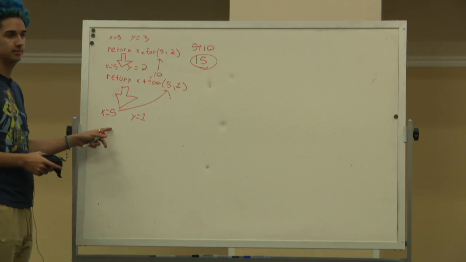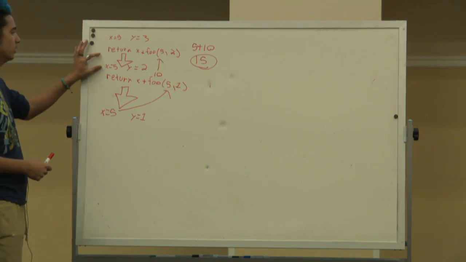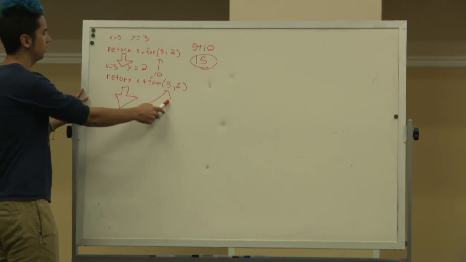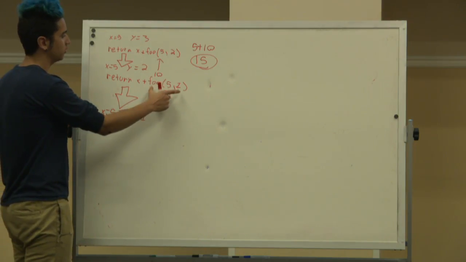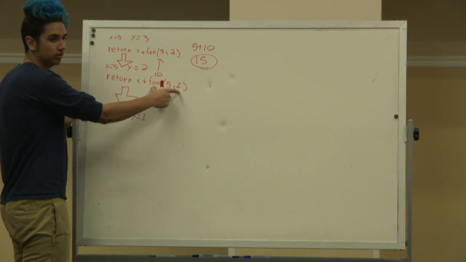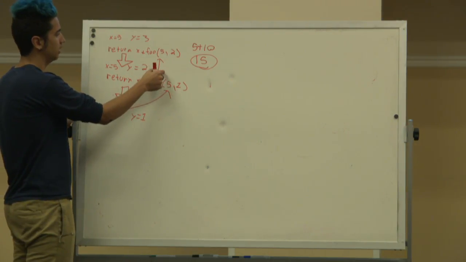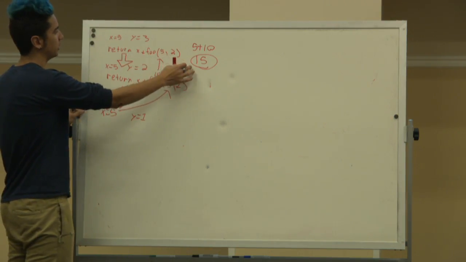Can I erase this? Wait, I'm staring at it. Okay. So it's sort of like each time going a level deeper. And then when you return, the value that you're returning becomes like a substitute for the result of this. And then you add it with x. And then you return it again to that original function call. And then you're left with that actual number.